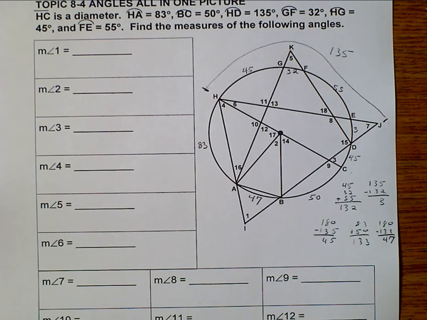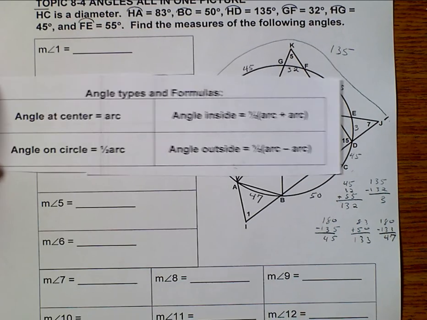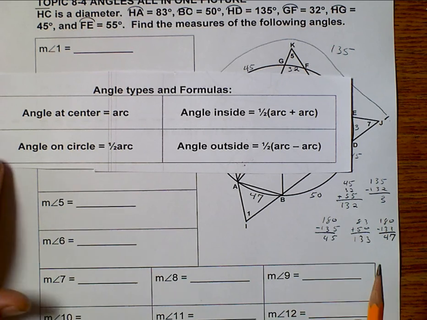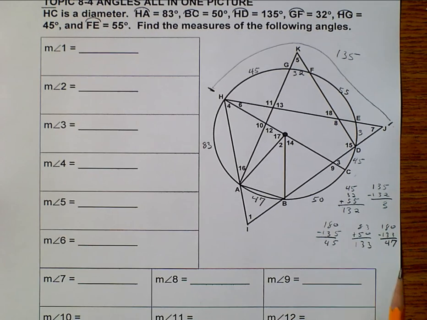Now, this page I'm showing you right now, this page is actually a part of your notes. It was back in, I believe, in 8-2. You may want to go back and refer to that. You may want to put this on an index card to look at it. This is all the rules for all of our angles, and we're going to use this. Now, I'm finding all these angles. I don't necessarily need to find them in order, but I'm going to go ahead and find them in order.